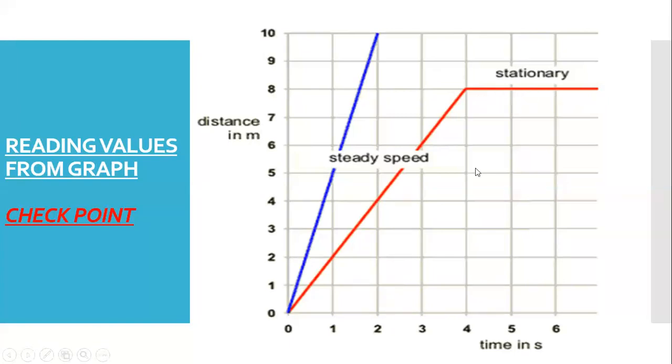It means the body is at rest during 4 to 6, or probably if there would have been a 7 over here, like 4 to 7 seconds, the body is not moving, it's stationary, it's at rest. So the speed is obviously not changing. It's going to be zero because the body is at rest.